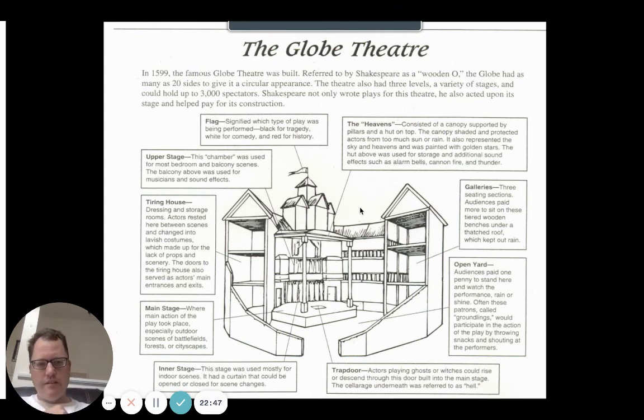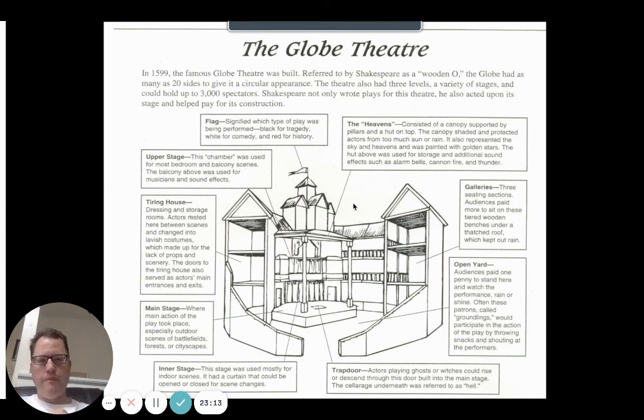And then there's a variety of levels, right? You have the groundlings. People would stand, pay a penny. And you have the various galleries where people would spend more. It would be, I think, an extra penny for a cushion to sit on. If you had a lot of money and wanted to show off how important you were, you could actually get a seat on stage and the actors would work around you. I don't think that's good for self-conscious people.